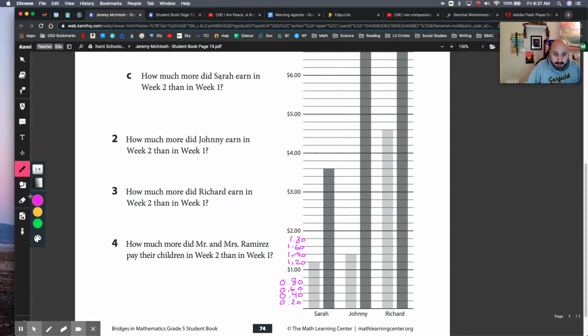Okay. So what I like to do is, let's use green for this one. I like to go ahead and say, okay, Sarah in week 1, she made $1 here, and then she's up one line over the dollar, which is at our $1.20 mark. So I'm going to write $1.20 above Sarah's week 1. Then I'm going to do the same thing for week 2. I'm going to go up, up, up, up, up. Here's the $3 mark. And then I know that each of these lines is worth 20 cents. So it's $3, $3.20, $3.40, $3.60. Okay, so I'm going to write $3.60 above Sarah's week 2.